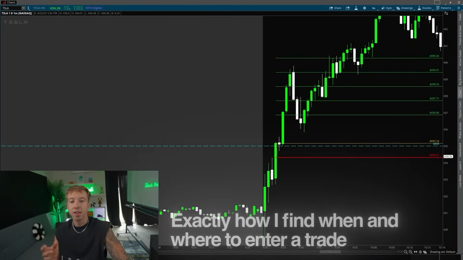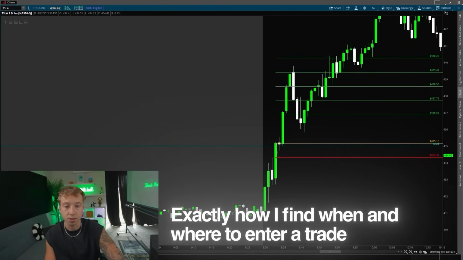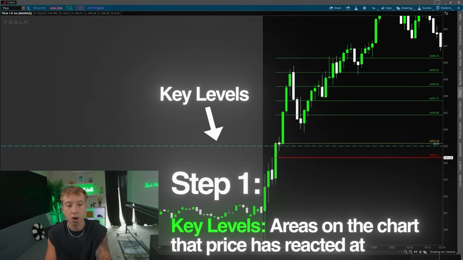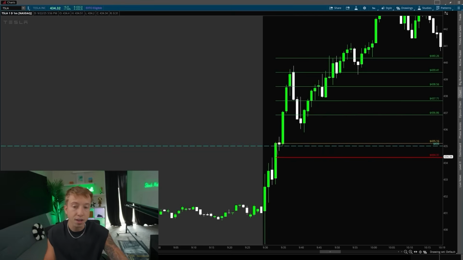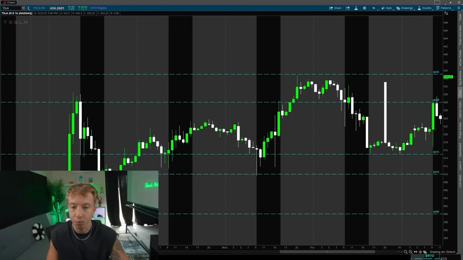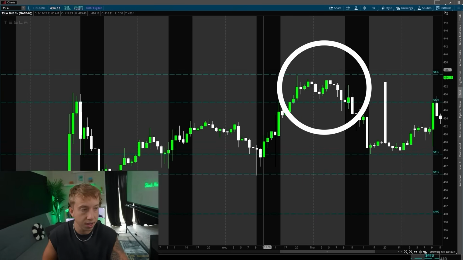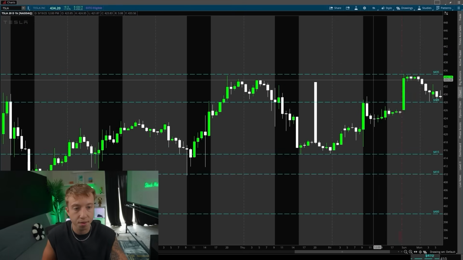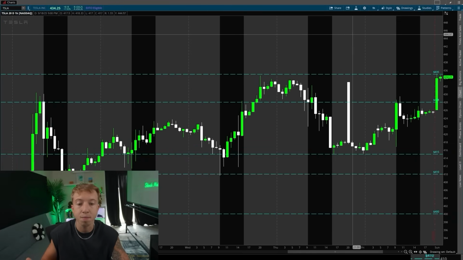So these are exactly how I find when and where to enter a trade. And if you don't already know what key levels are, they are areas on the chart where price has reacted before. I usually find mine on the 1 hour time frame, so let's go over to the 1 hour time frame. Now we have to find reactive areas on the chart. We can see that 435 is reacting right here, and also right here. That's how we make our key levels.